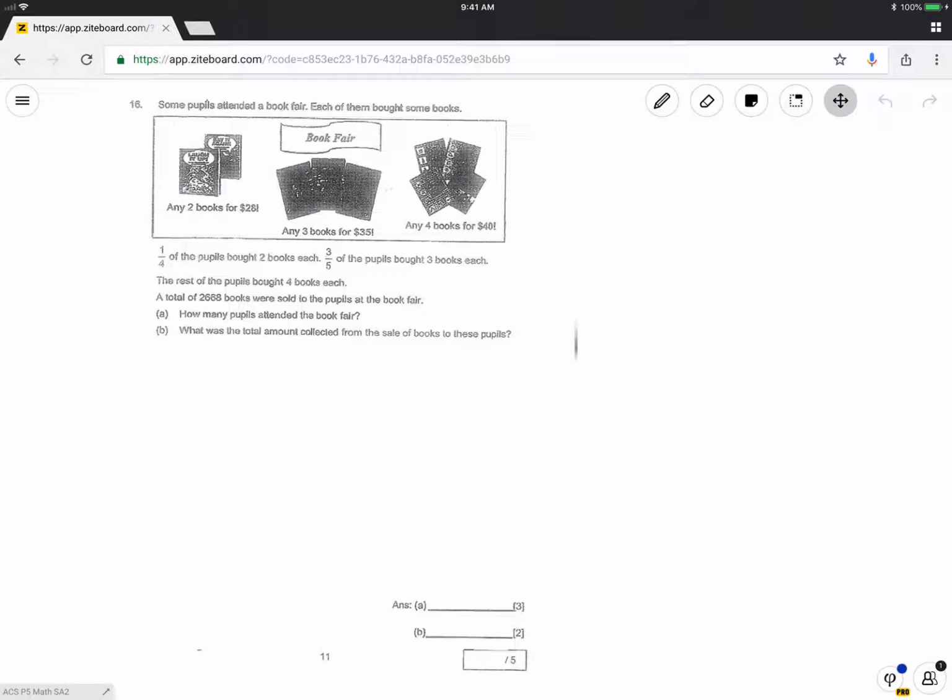So in this particular question, some pupils attended a book fair. Each of them bought some books. So we have three different categories. 1/4 of them bought 2 books each, 3/5 bought 3 books, and the rest of the pupils bought 4 books each. Let's write down the information.